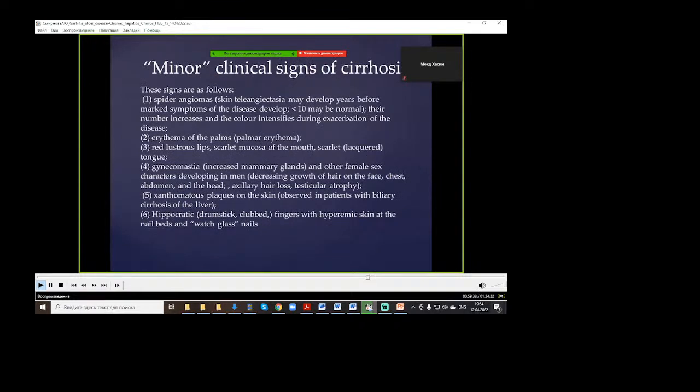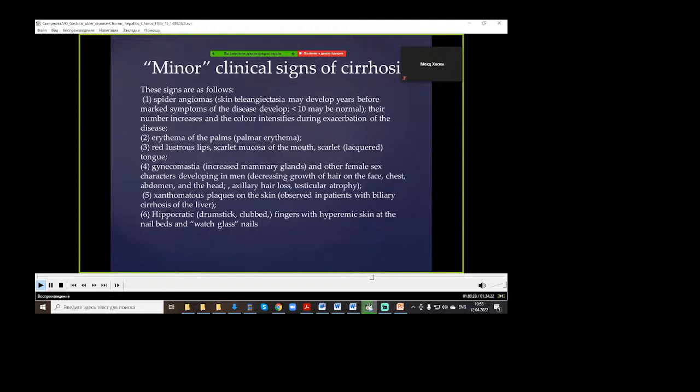Minor clinical signs of cirrhosis on general inspection. On general inspection we may find spider angiomas, or skin telangiectasia. They may develop years before marked symptoms of the disease, and fewer than 10 telangiectasia is normal. If there are more, it is abnormal. Their number increases and the color intensifies during exacerbations of the disease.